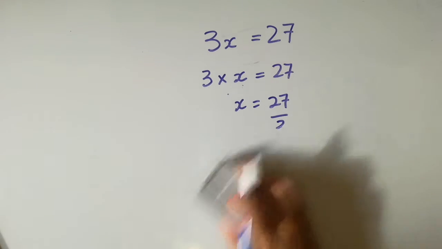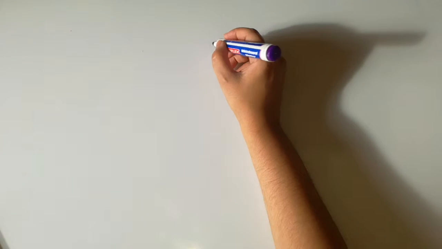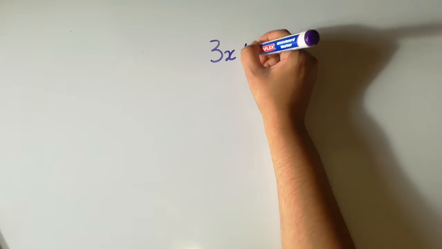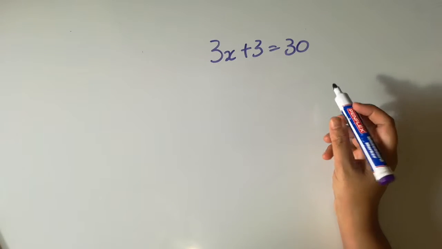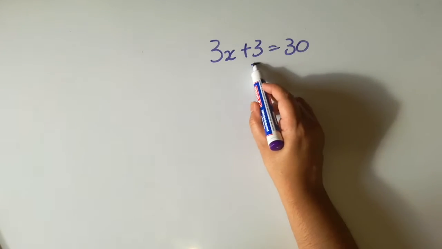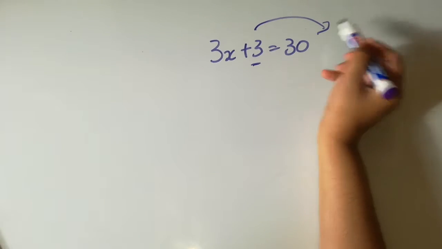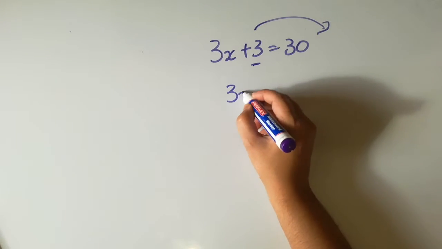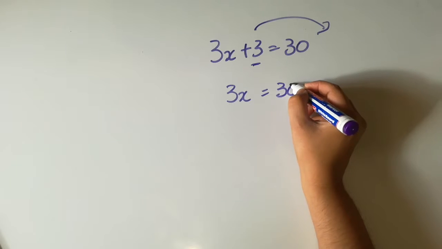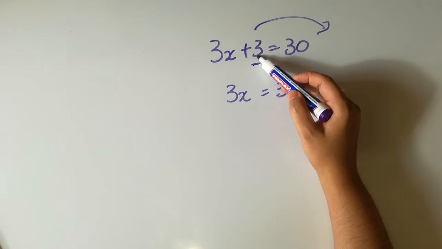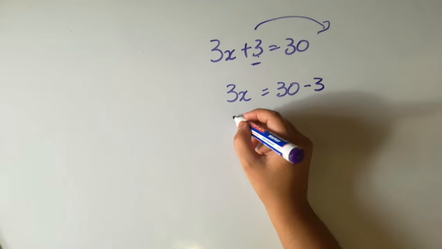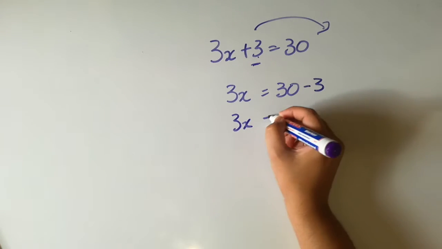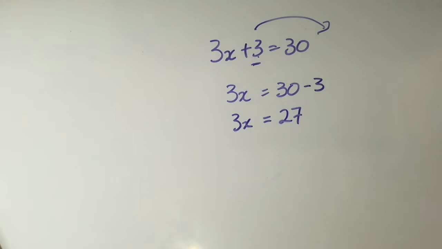Let's do another example. Let's say I have 3x plus 3 is equal to 30. So the first thing I need to do is move this 3 onto the other side. So 3x is equal to 30, and since I've got plus 3 here, if I move it here, I'm going to minus it. So 3x is equal to 27.